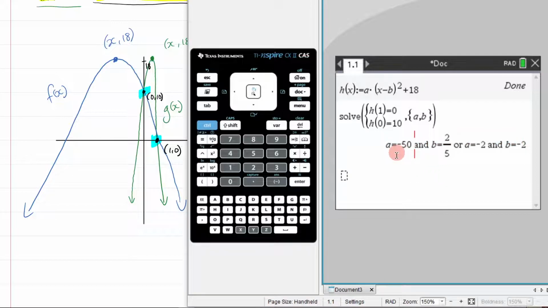This is saying that a is equal to negative 50 and b is equal to 215, or a is equal to negative 2 and b is equal to negative 2.